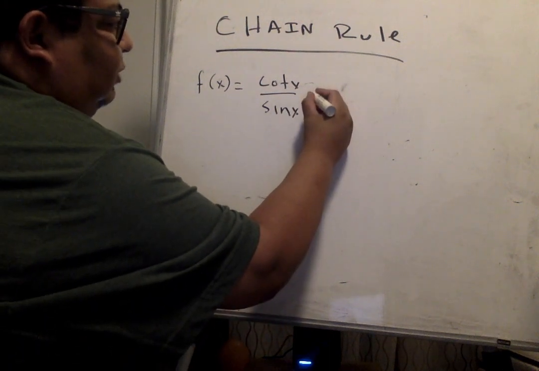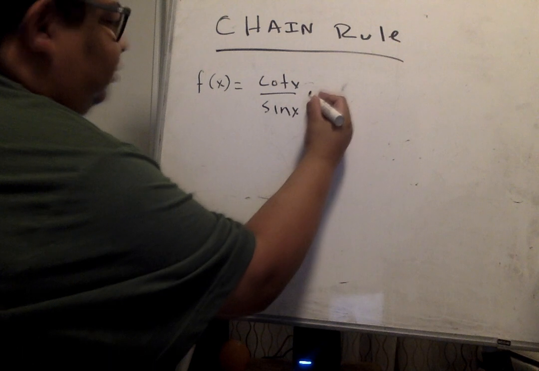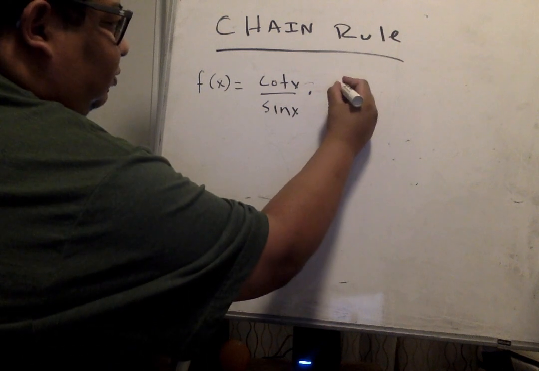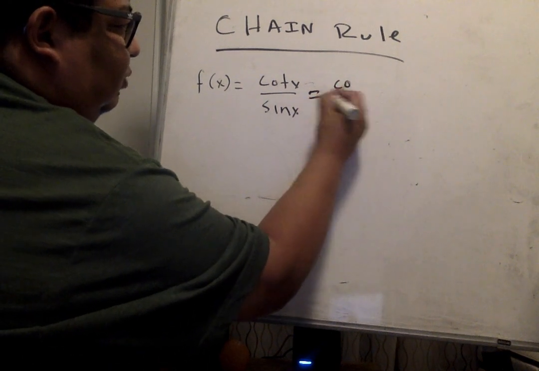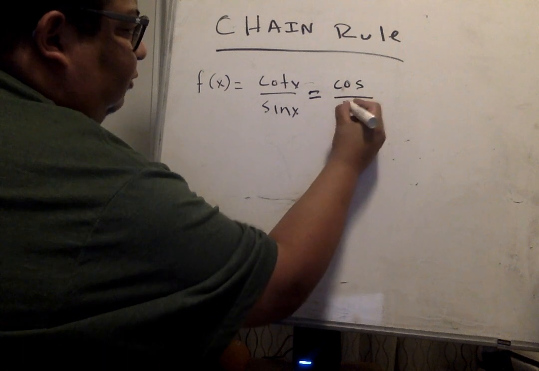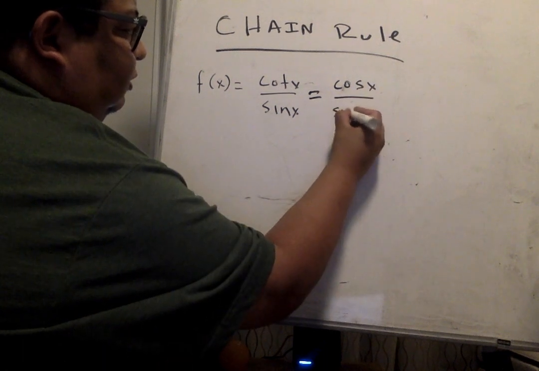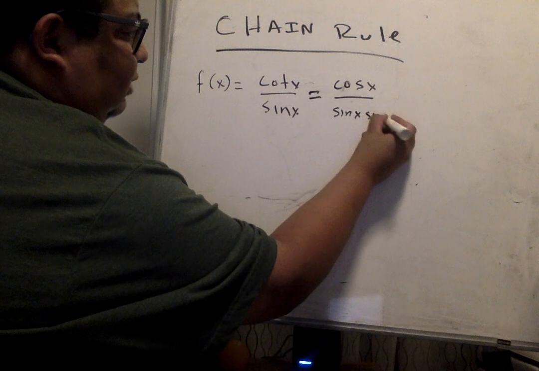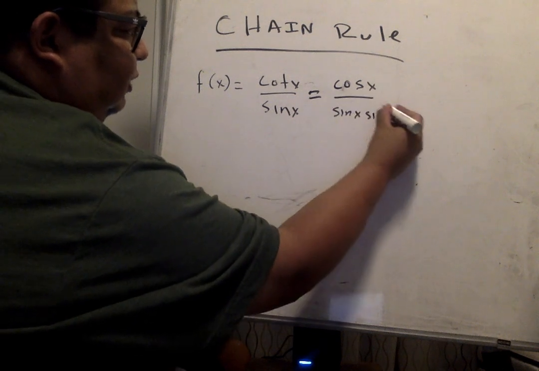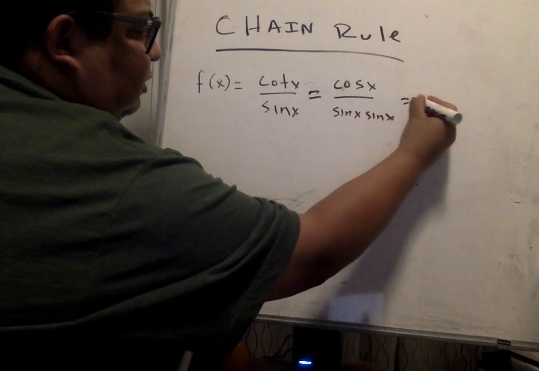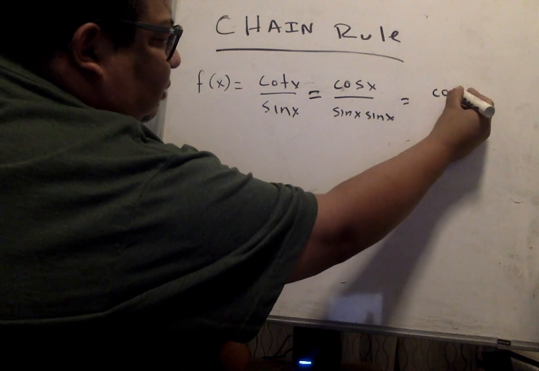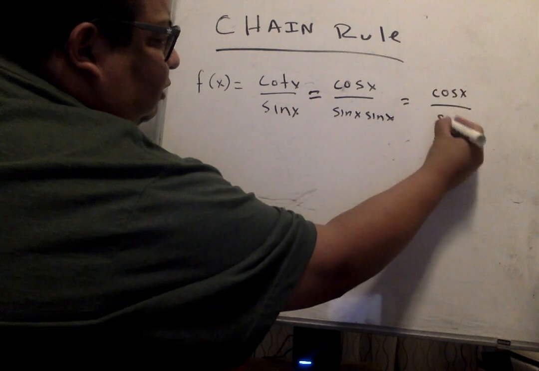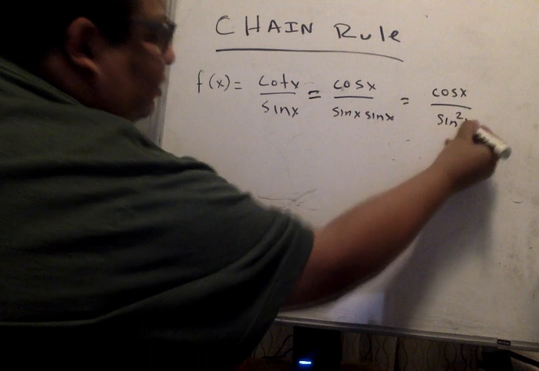What's cotangent in terms of sines and cosines? Cotangent x is cosine over sine, and then we combine the sine, so it's going to be cosine x over sine square x.